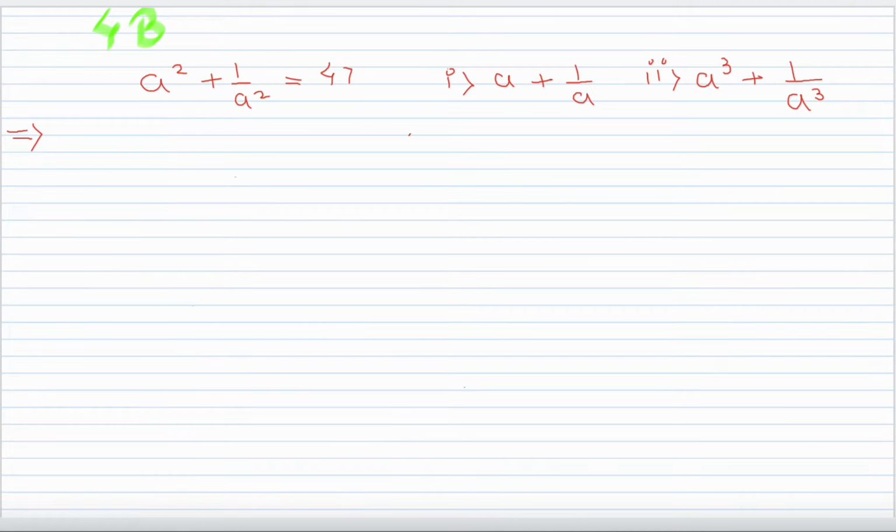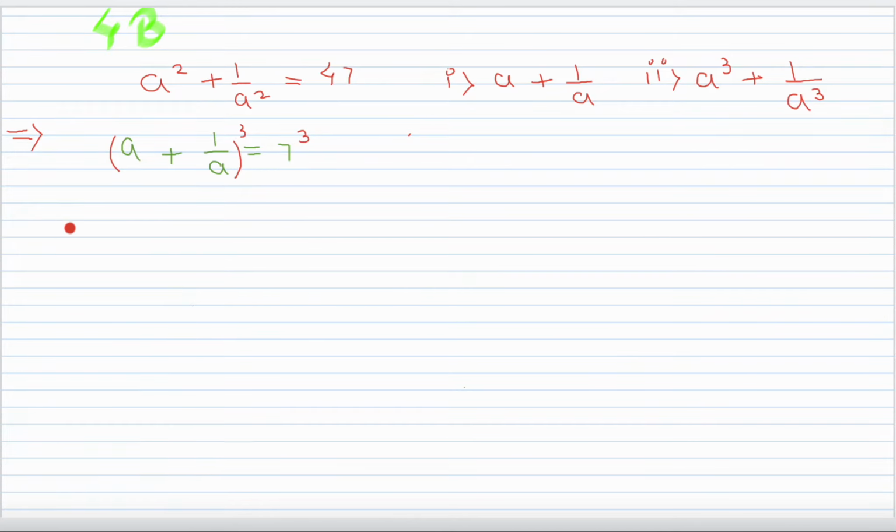So next thing we have to find out is a cube plus 1 upon a cube. Okay, just now we have found out a plus 1 upon a is equal to 7. So what you have to do, take the cube of this.